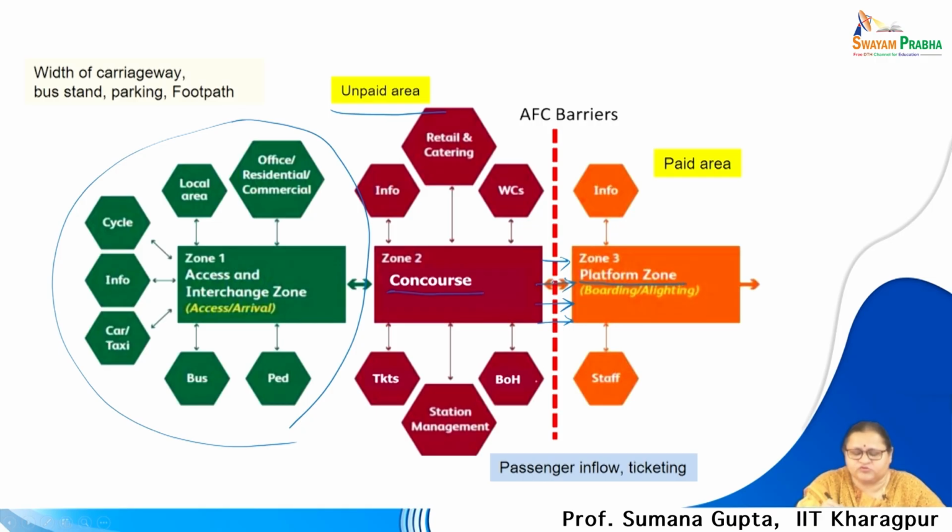So, in this concourse zone you will get your ticket, and then you will get into this paid zone, that is the platform zone, and you will get very little stuff, that is for some information, and you will be waiting for your train over here. So, this is the zone where the boarding and the alighting happens.